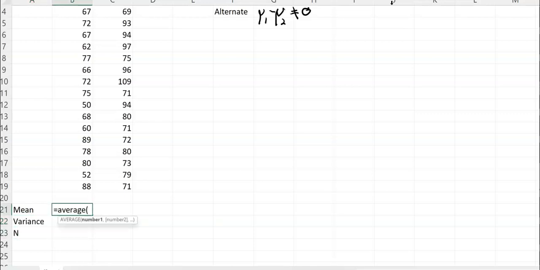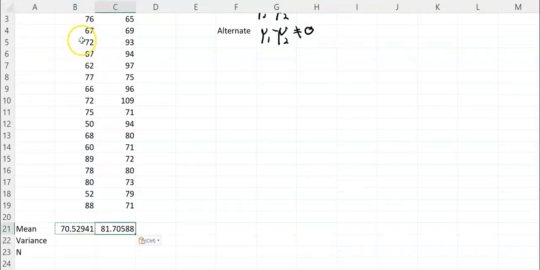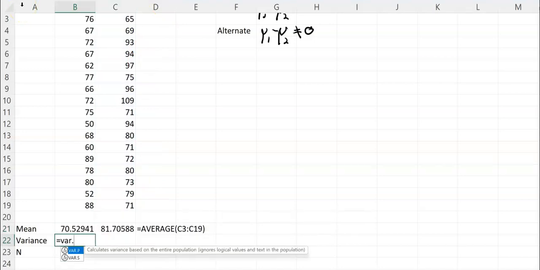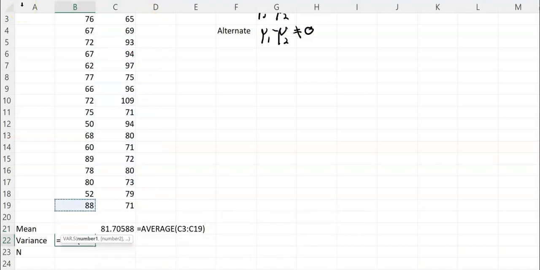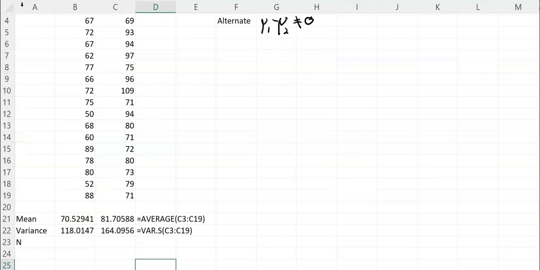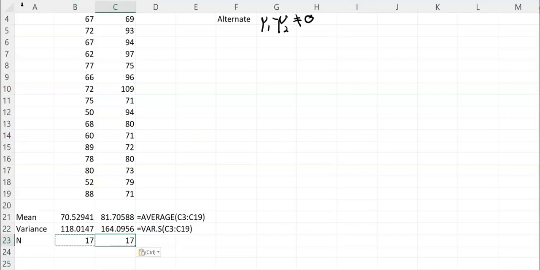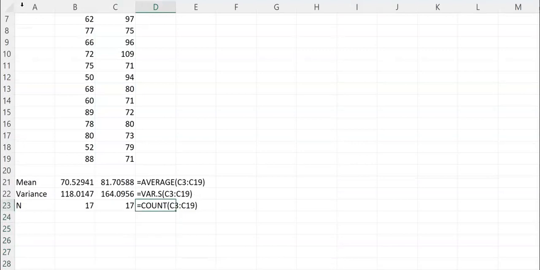So the mean would be the average of all these numbers, and the mean for the other one is this. I'm just going to copy and paste the formula for this one. For variance, since it's a sample, we will use VAR.S, because it's the variance of a sample. Again, I'm going to copy one of the formulas and put it to the right. And then n would be my count. So I have 17 observations, and so after all that, we have our mean, variance, and n.